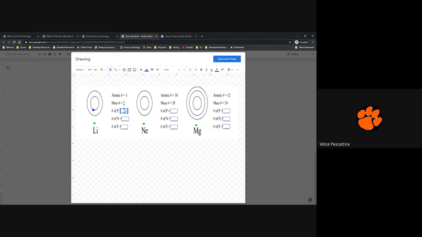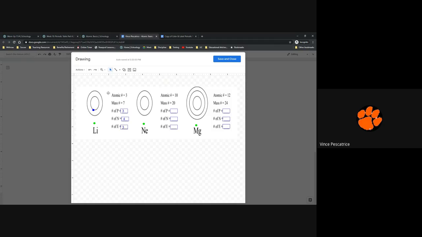So first you should start here. And in these blue boxes, you're going to type the number of protons, neutrons, and electrons. So I'll do the first one with you. The number of protons is the atomic number. This stuff should be easy for you now. Duh, Mr. P, I know this. All right, and that also tells you the electrons. For the neutrons, the protons plus the neutrons is equal to the mass. So what number plus 3 is equal to 7? That should be 4.